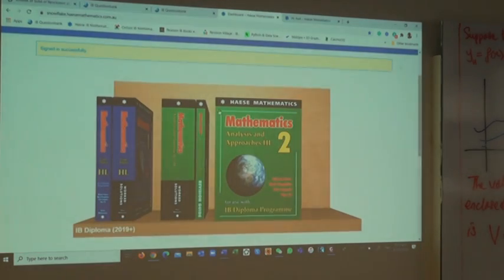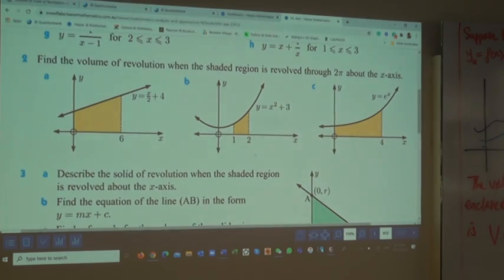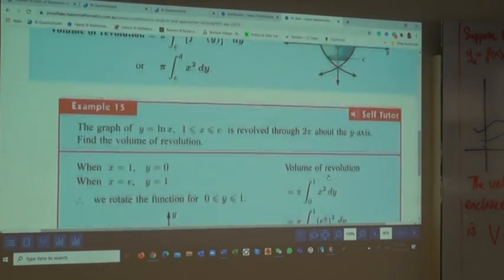I think there's something in the book that... Please, you can start working on 2. Okay, this is the y-axis.